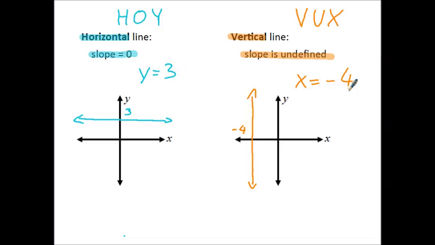That's all there is to horizontal and vertical lines. It's good to remember HOI and VUX. Those tell you everything you need to know about horizontal and vertical lines: their slope, their equation, and what they look like. All right, let's move on.